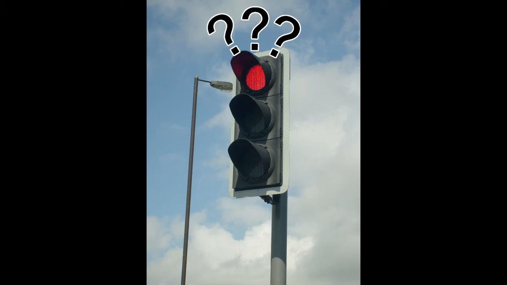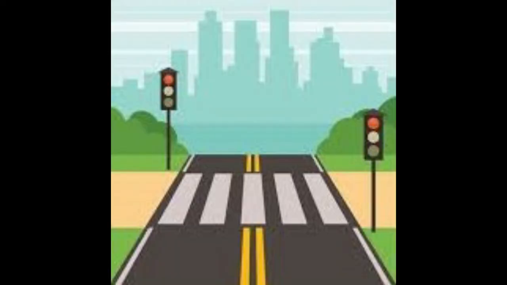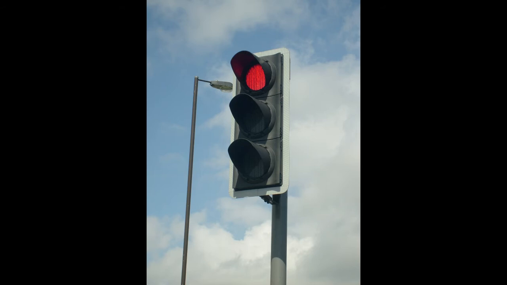Alright, so actually, what is the actual flow of a real traffic light? Traffic lights are signaling devices positioned at road intersections, pedestrian crossings, and other locations to control the flow of traffic.